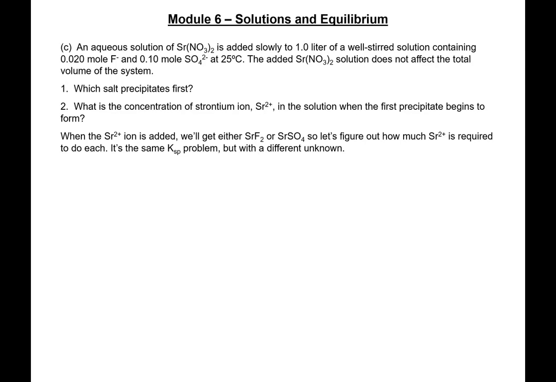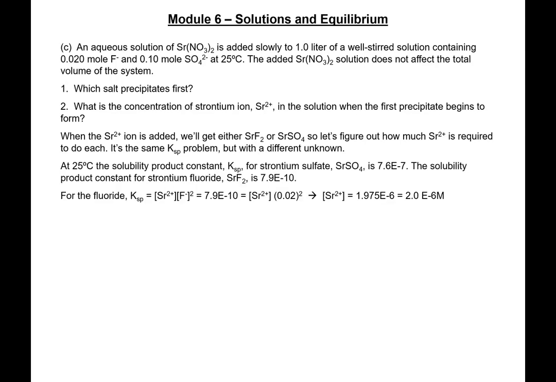So when the strontium ion is added, we're either going to get strontium fluoride or strontium sulfate. So let's figure out how much strontium is required in each of these scenarios. They have different Ksps, so we'll get a different number. We pick one to start with, so let's pick the fluoride; it doesn't matter which one we start with. We have our Ksp, which is the concentration of the strontium ion times the concentration of the fluoride ion squared.